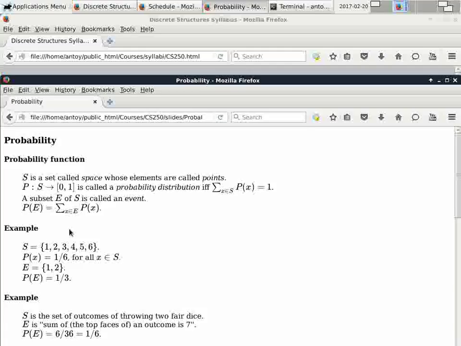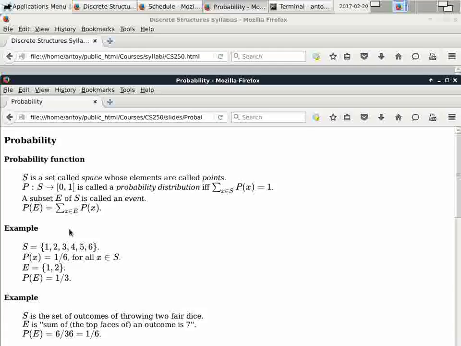And the probability of an event, now we overload the function. The function is overloaded because it takes elements or takes a set of elements that we call event, and is overloaded in a very nice way. The probability of an event is the sum of the probability of every point of the event. So let's look at an example.